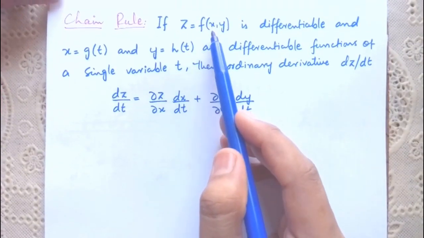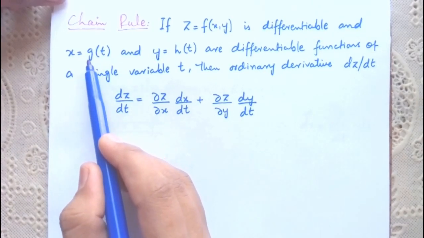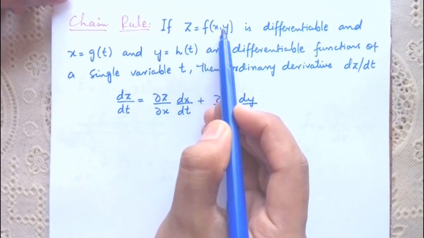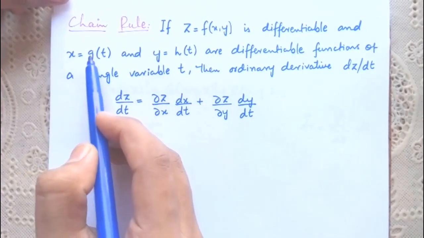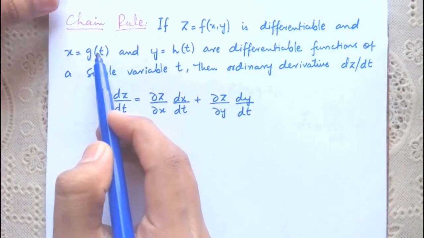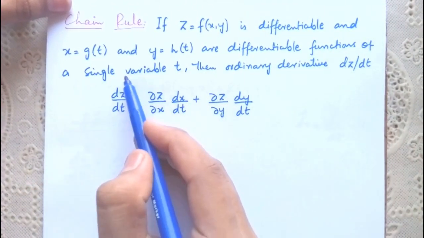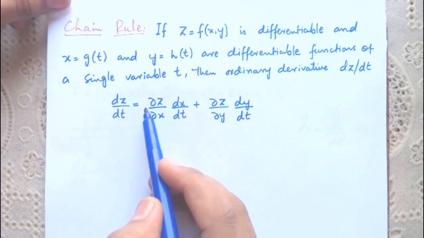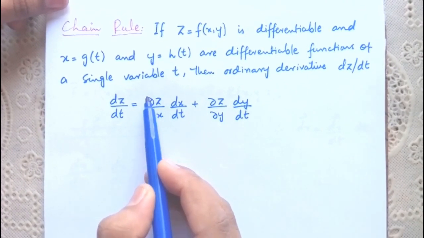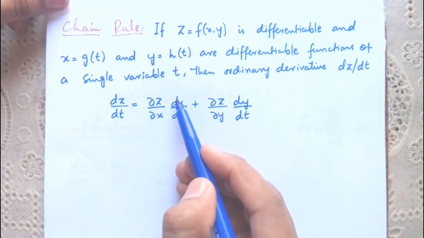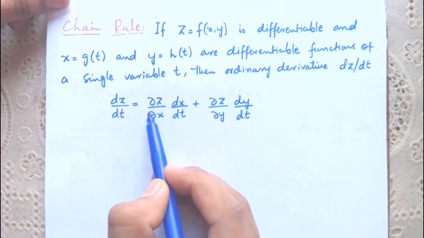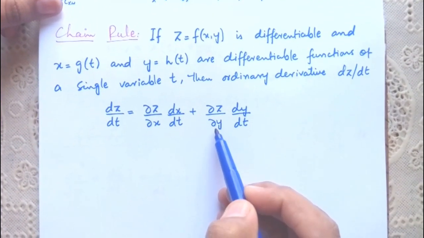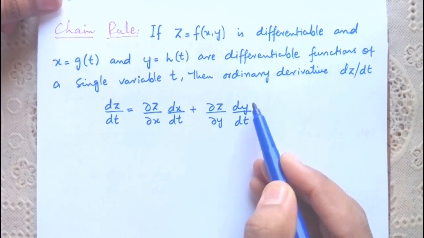Chain rule: if z is equal to f of x y is differentiable and x is equal to g of t and y is equal to h of t, meaning z is a function of two variables x and y, and x and y are also functions of a third variable t, differentiable functions of a single variable t, then the ordinary derivative dz over dt is equal to partial of z with respect to x times dx over dt. This is a partial derivative and this is an ordinary derivative, plus partial of z with respect to y times dy over dt.